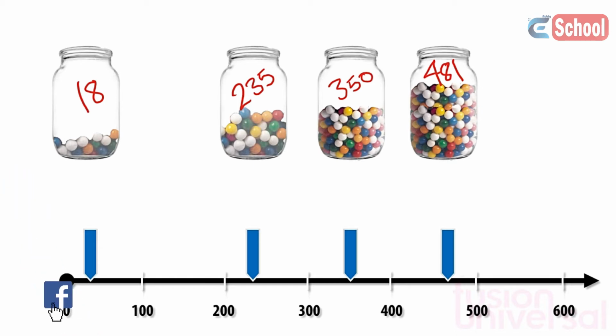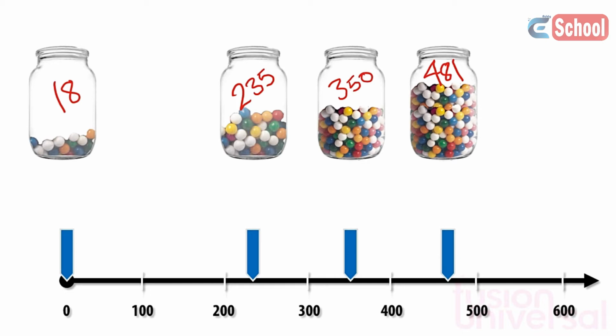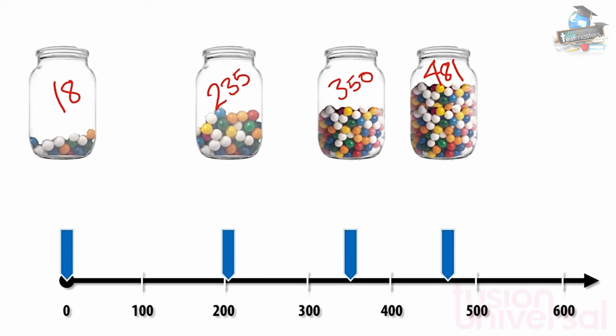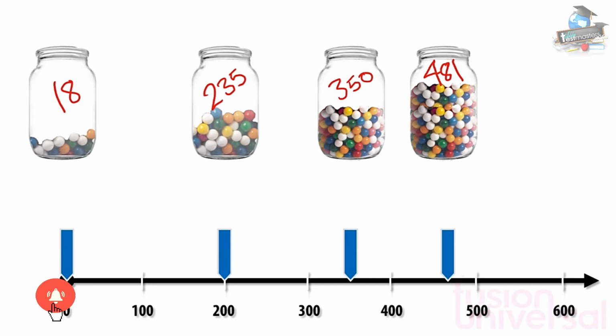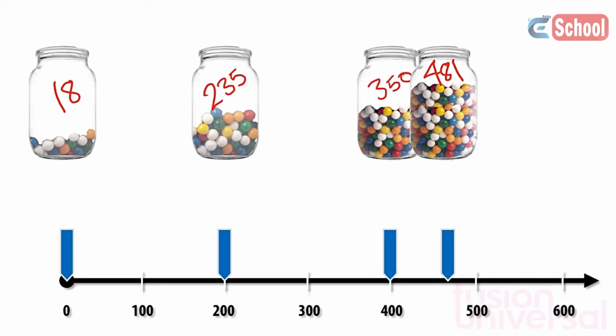18 is closer to 0 than it is to 100, so we round it down to 0. 235 is closer to 200 than 300, so we round it down to 200. 350 is exactly halfway between 300 and 400. This is a special case. When it is exactly halfway between, we always round up, so this becomes 400.